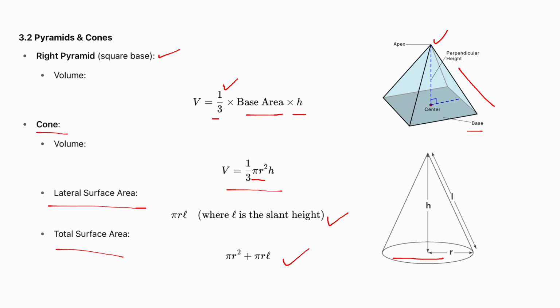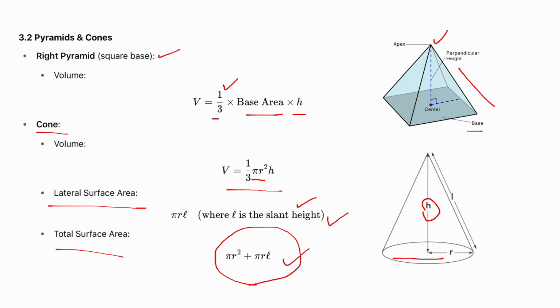Here you need to be a little bit careful when calculating the lateral surface area, because it uses the slant height L, pi r times L, not this h. Sometimes students get tripped up here. So you have to be careful that when you are using the lateral surface area formula, you have to use this slant height L. So remember this formula very well. You have very good chances of making mistakes here.